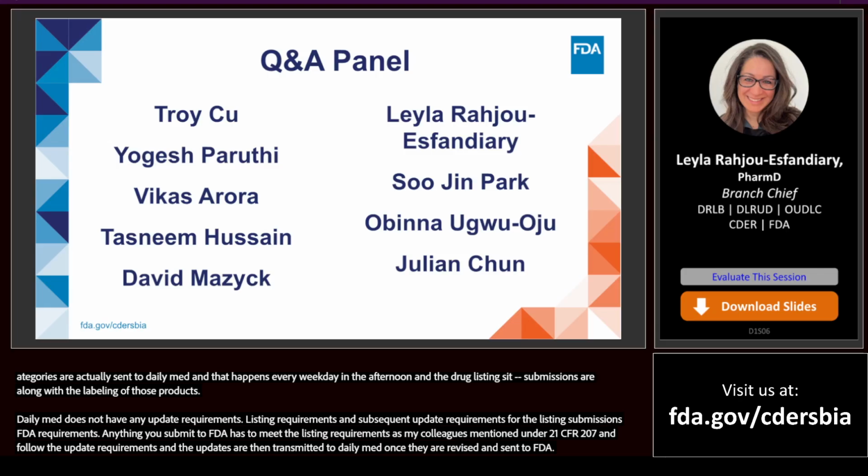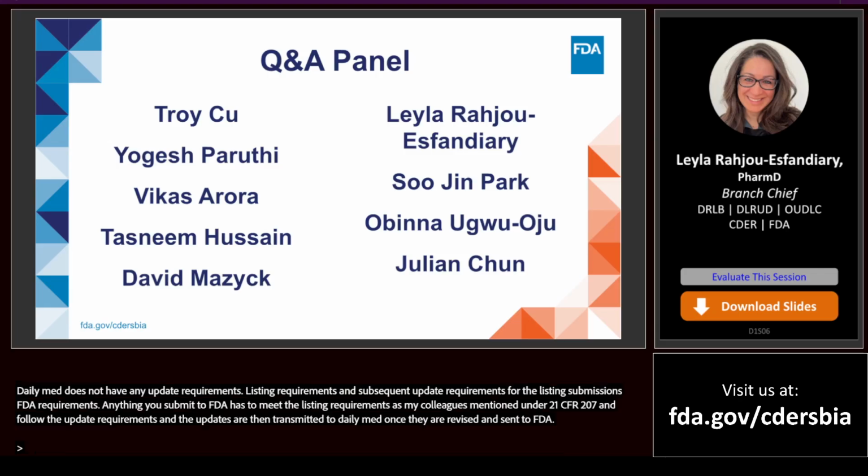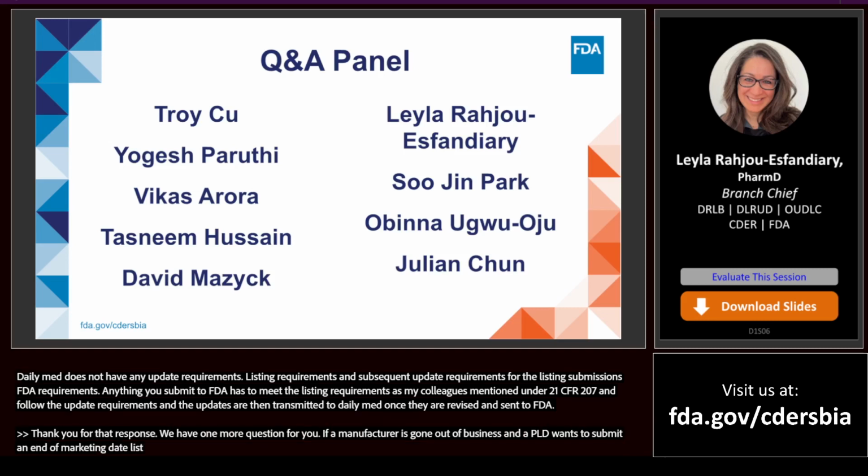Great. Thank you again for that response. We have one more question for you. If a manufacturer has gone out of business and a PLD wants to submit an end of marketing date listing, how can it be done? The validator only recognizes listings with an active drugs establishment on record.